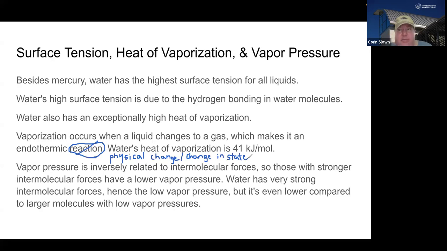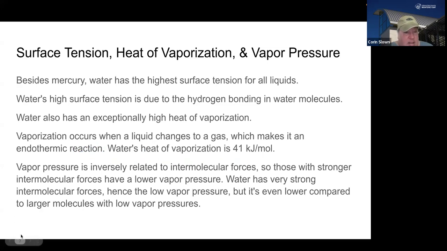And then, interestingly enough, we also talked about vapor pressure. Well, vapor pressure is inversely related to intermolecular forces. So, the stronger the intermolecular forces, the lower the vapor pressure. Water has very strong intermolecular forces, which is why it has low vapor pressure. And it's even lower compared to larger molecules that have low vapor pressure. So it really is distinct and unique.